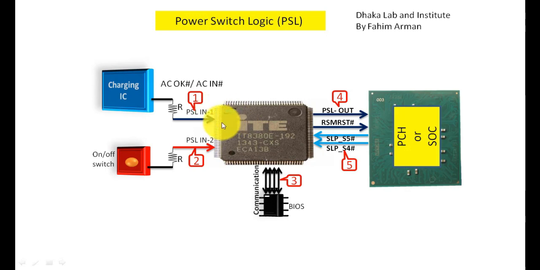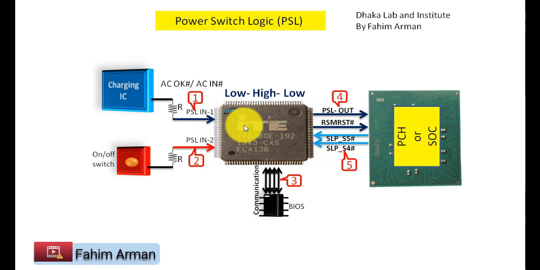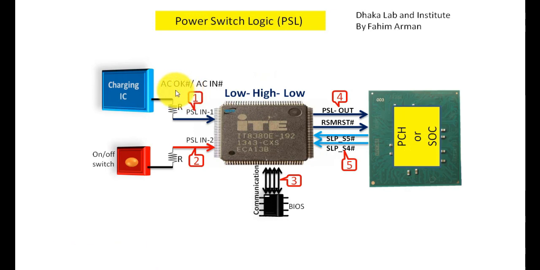And actually in this IO there will be a comparator that will work first like low, high, low. As I told you before, that first SEOK hash or SN hash signal will be low, PSL in 1 will be low, and then PSL in 2 will be 3.3 volt, that means high, and then again you can say that the output is low, PSL out is low. Actually there is a comparator internally, working like that.